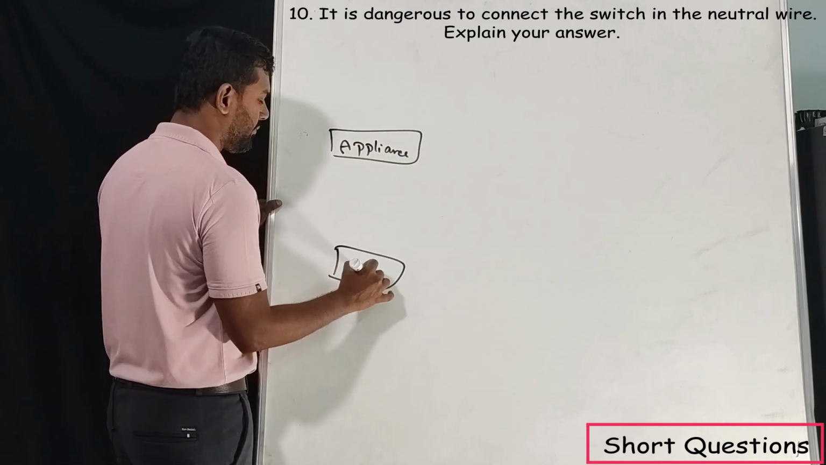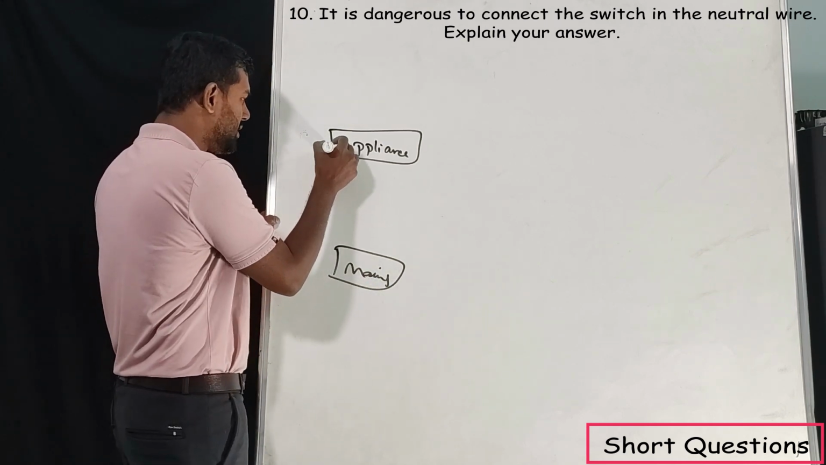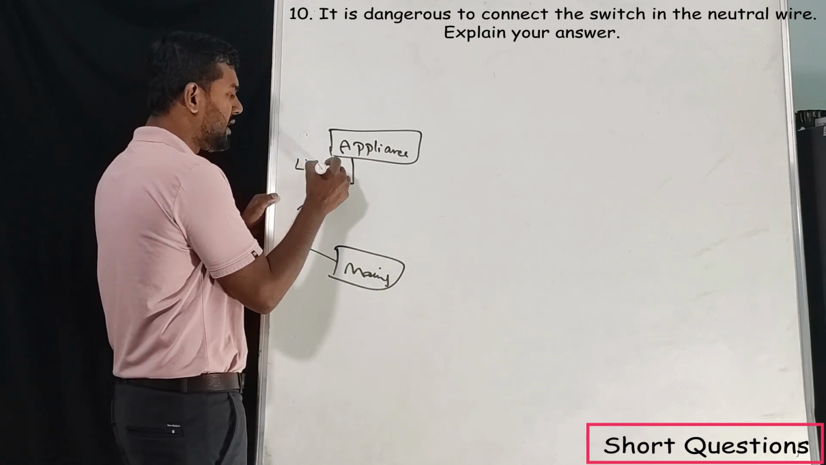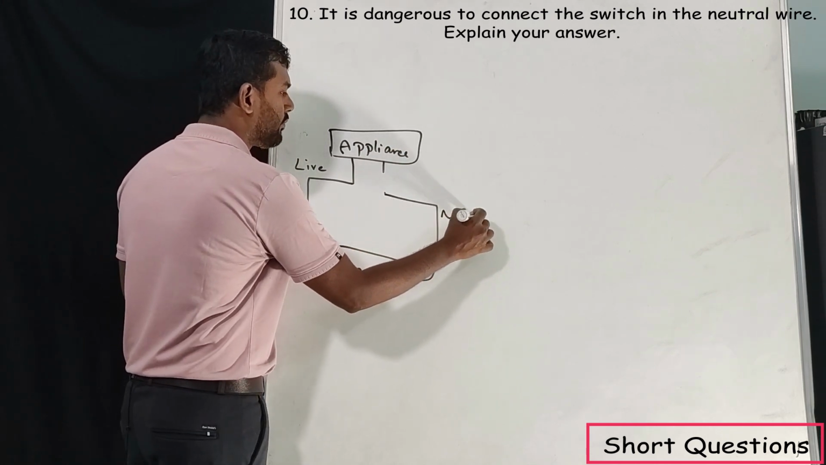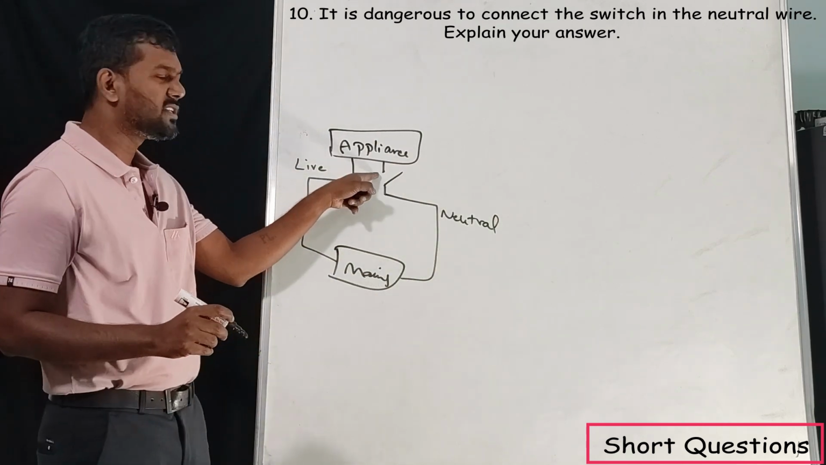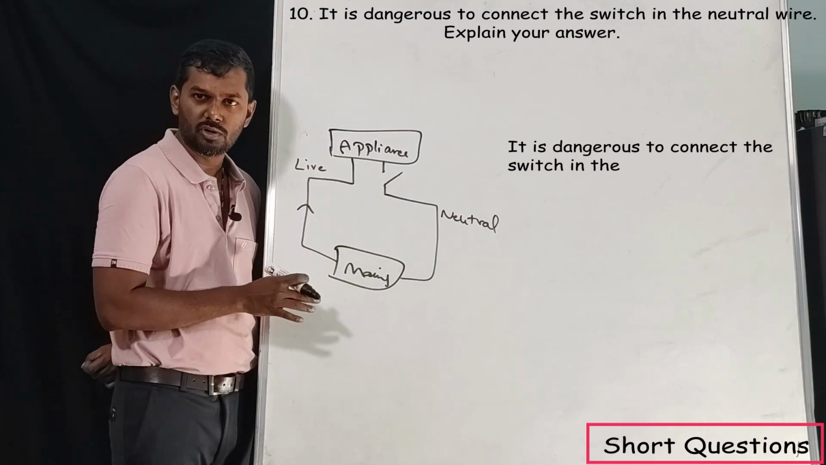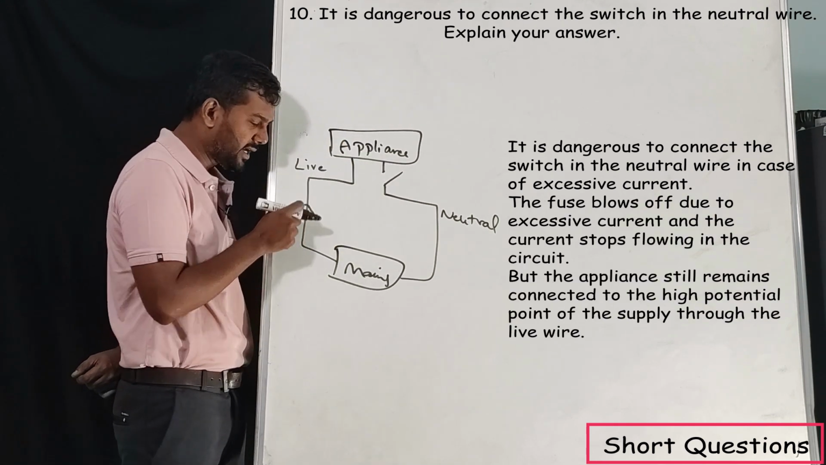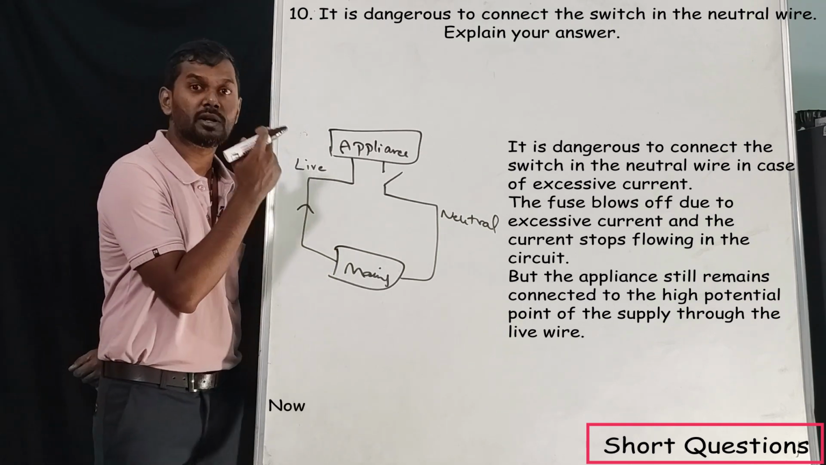and this is the mains where we are getting the power or high potential voltage. See, high potential voltage always comes through a live wire. This is the live wire and this is the neutral wire. Assume the switch is connected here. Now the switch is turned off, correct? Now what happens? There will be no current flowing through the circuit. But what is the main problem here? The appliance remains connected to the high potential voltage carrying wire, that is nothing but the live wire.